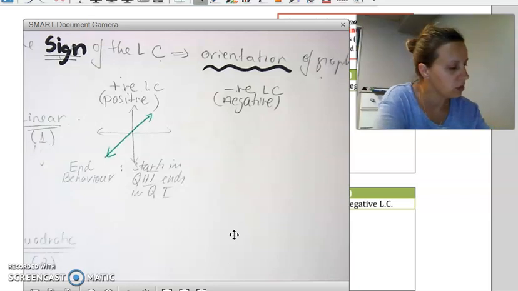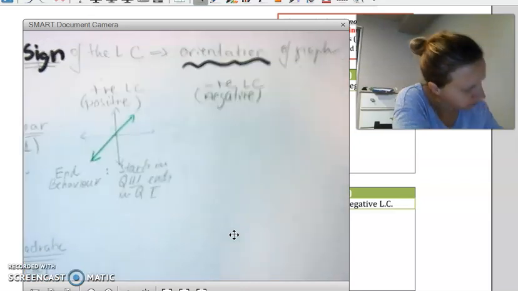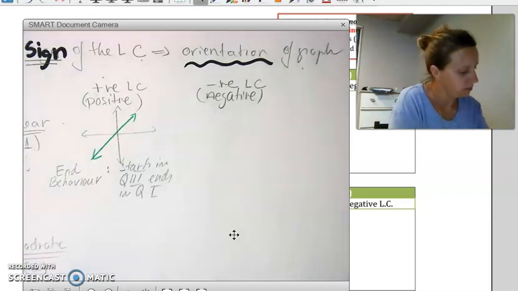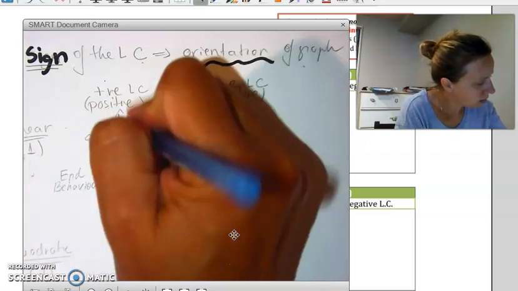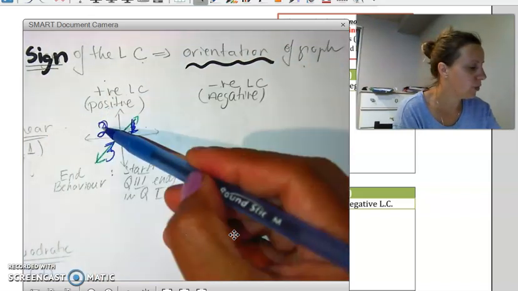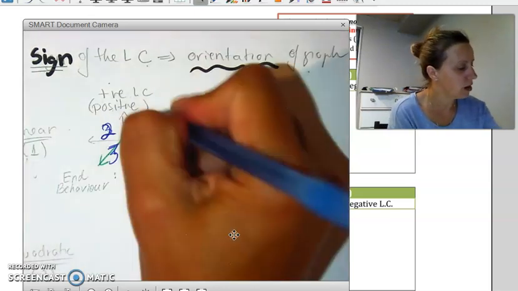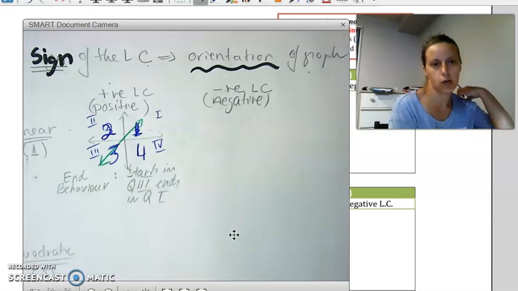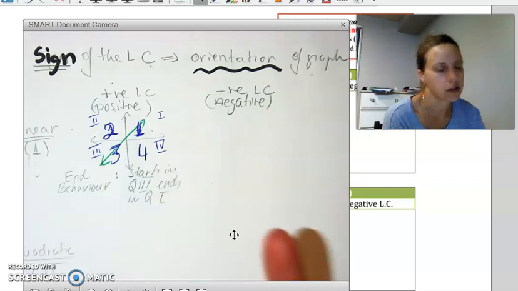If you don't remember the quadrants, we can see if this pen works. It's quadrant 1, quadrant 2, quadrant 3, quadrant 4. Sometimes we write them with Roman numerals like this. It doesn't matter which way, it's fine. So it starts in quadrant 3 and ends in quadrant 1, except for the constant function, but that's just a special case.